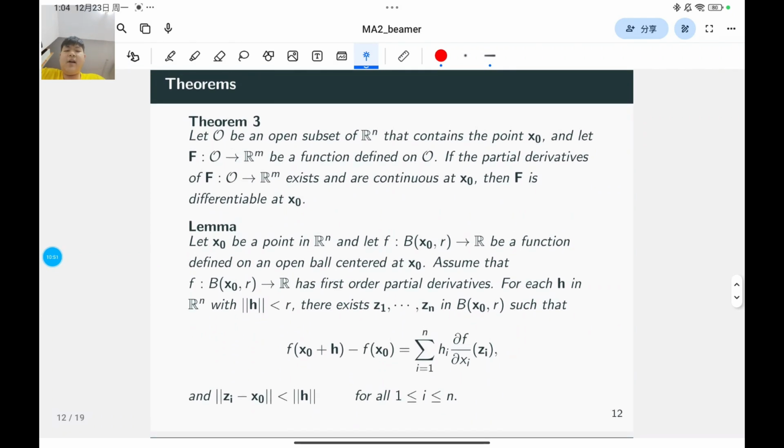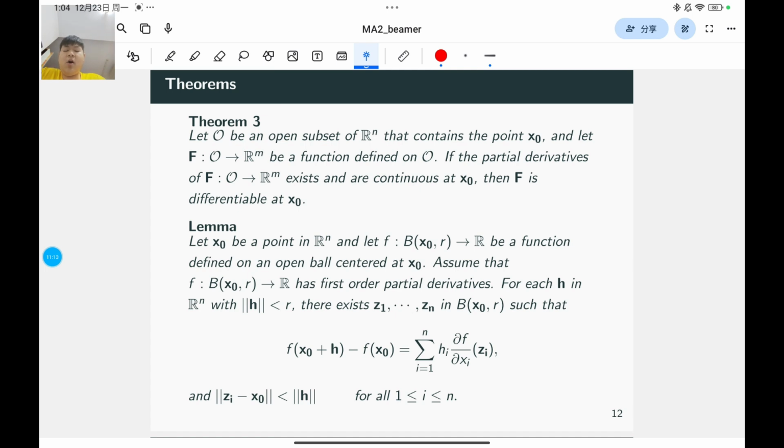Let f be a function defined on a domain O. If the partial derivatives of f exist and are continuous at x0, then f is differentiable at x0. Before we prove this, let's see a lemma we need to use to prove this theorem.